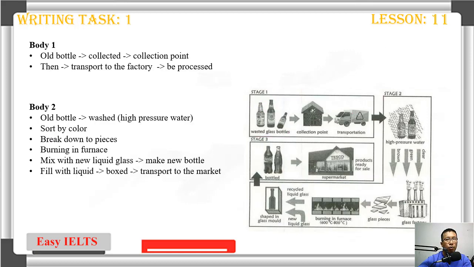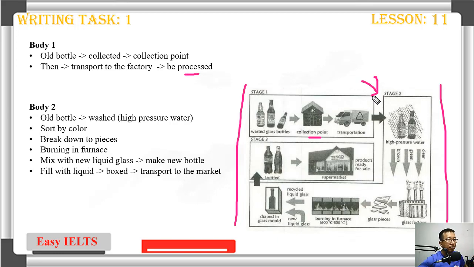And for the body 1, body 2 layout, actually you can just spend like a few minutes, 5 minutes to look at the picture and then just outline a couple of sentences that you're going to write. Okay, for example, in body 1, just write about old bottles collected at the collection points, then transported to the factory to be processed. That is the body 1.